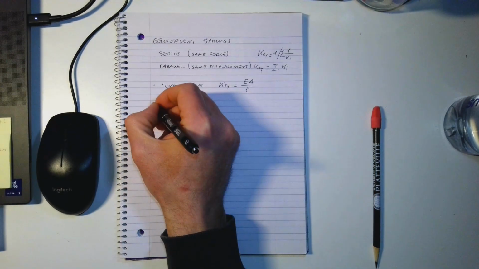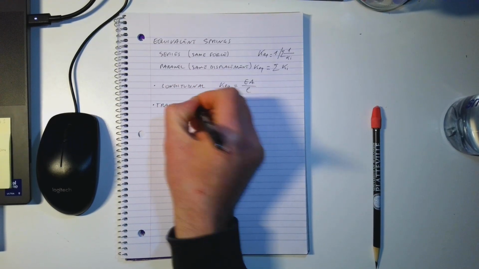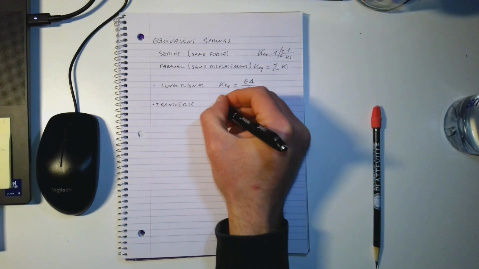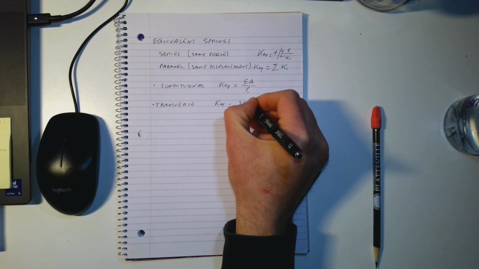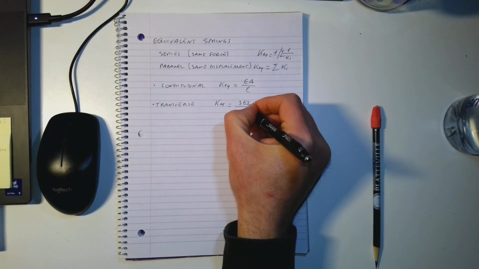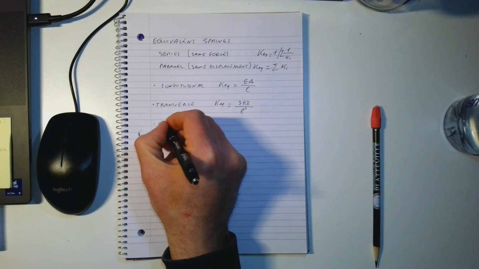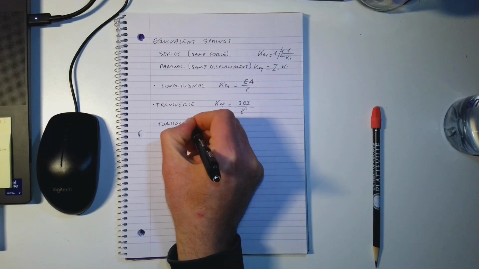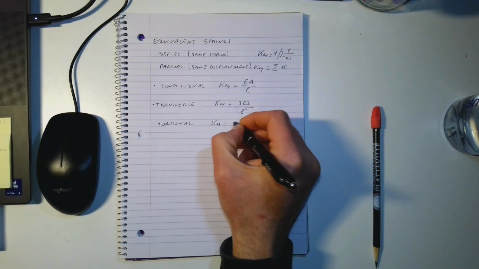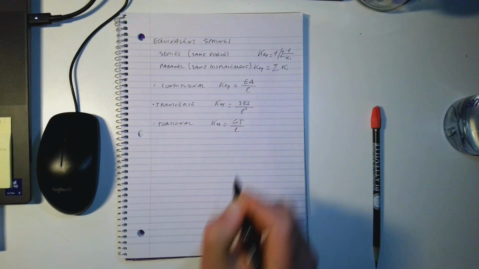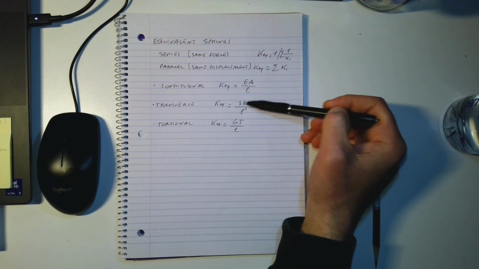We can also have a transverse motion. In this case, the k equivalent will be equal to 3EI over L cubed. And we also have the torsional motion. In this case, the k equivalent is equal to GJ over L. These two are the same.